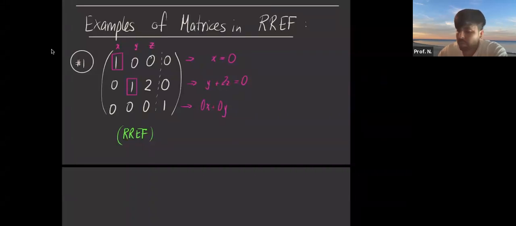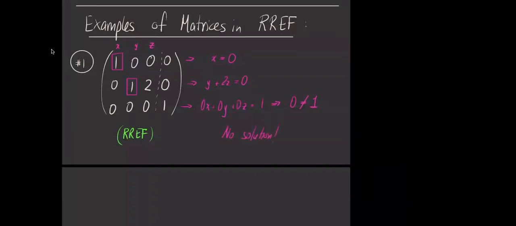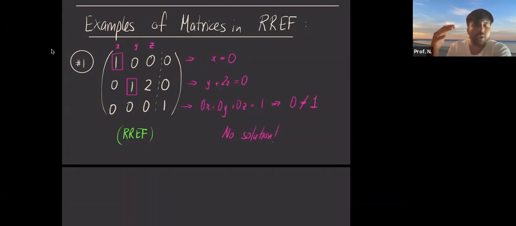And then the last row is what? 0x plus 0y plus 0z is 1. In other words, 0 equals 1. Is that true? Obviously not, right? 0 doesn't equal 1. So when we have a system that looks like this, is there infinitely many or no solution? No solution. That's right. This is an example of a matrix in row reduced echelon form that indicates that there is no solution.